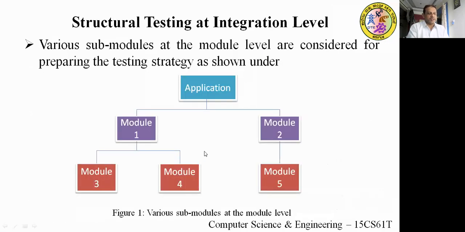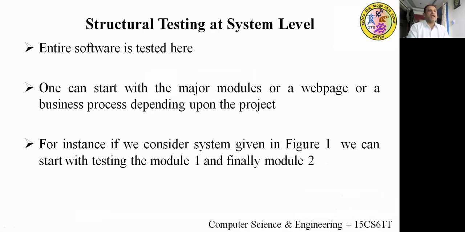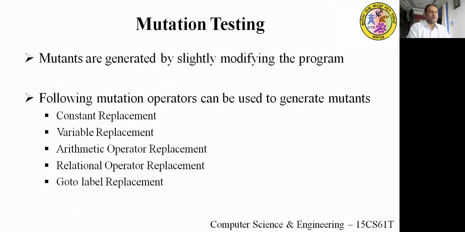In structural testing, the next is the integration level, where each module is tested based on your requirement. You may test module 1, module 2, or module 1, module 3 and 4. Then you may go to module 2. So we need to test all the modules. Then at the system level, the entire software or project is executed. That is in the case of structural testing. Next, you discuss mutation testing.